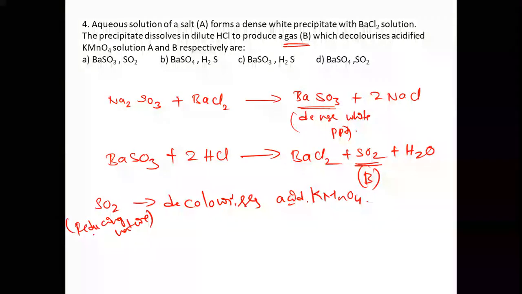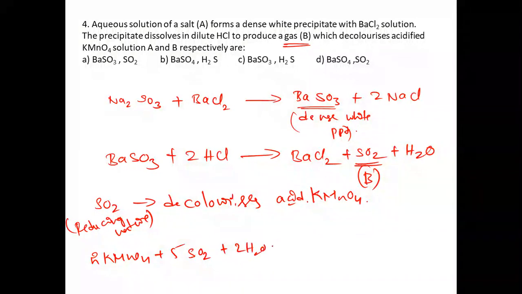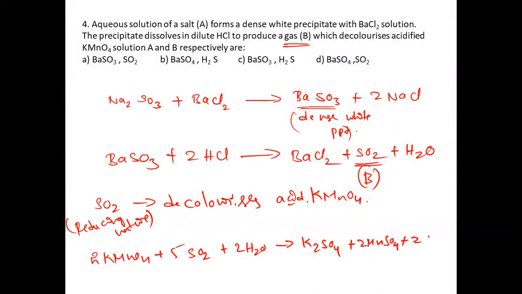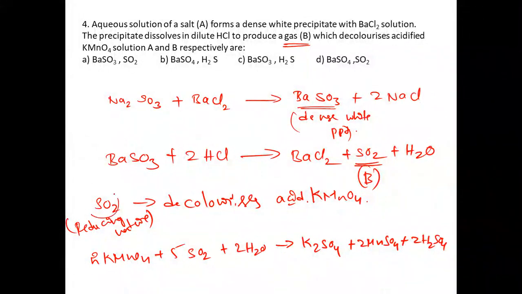Okay, what is the reaction that gives the information about sulfur dioxide decolorizing the acidified KMnO4? So here is the reaction when 2 molecules of KMnO4 are treated with 5 molecules of SO2 in presence of water, which gives K2SO4 with the liberation of manganese sulfate and sulfuric acid. So this reaction gives the information that sulfur dioxide decolorizes acidified KMnO4 because of its reducing nature.